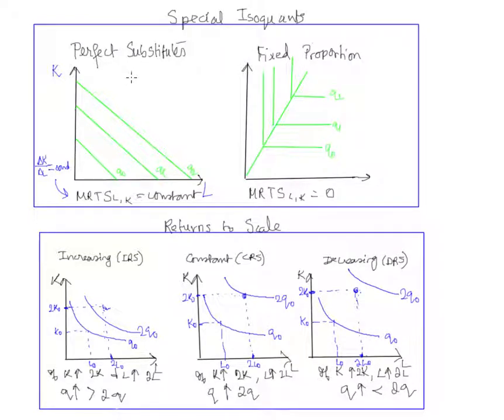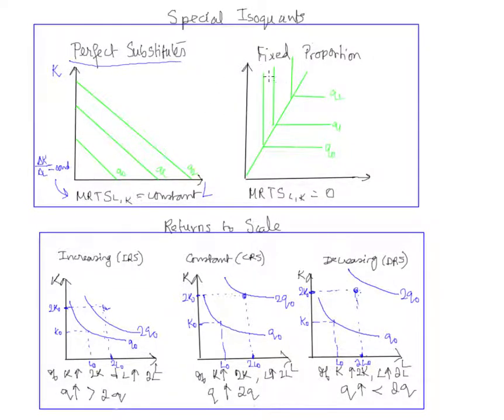Now an example would be, in a dessert recipe, if you are able to replace 1 teaspoon of sugar with exactly 1 teaspoon of honey, right? Or you can replace 1 teaspoon of sugar with 2 teaspoons of honey every time. So that would be an example of perfect substitutes.